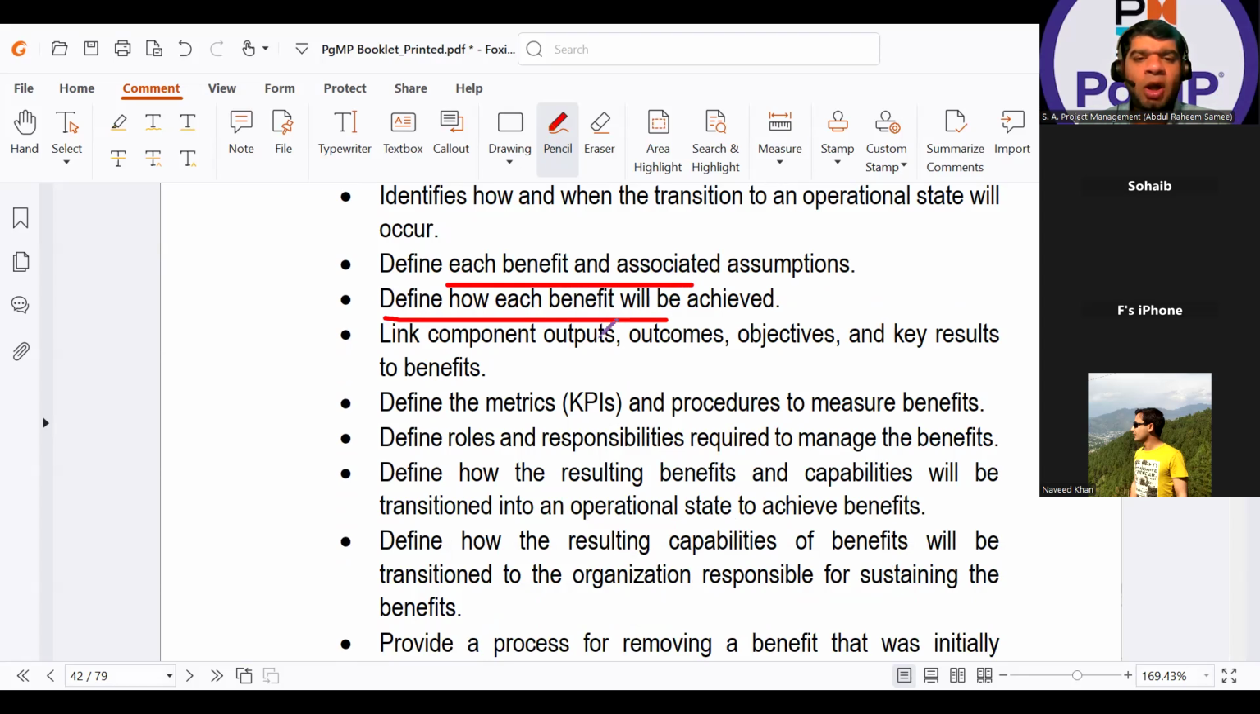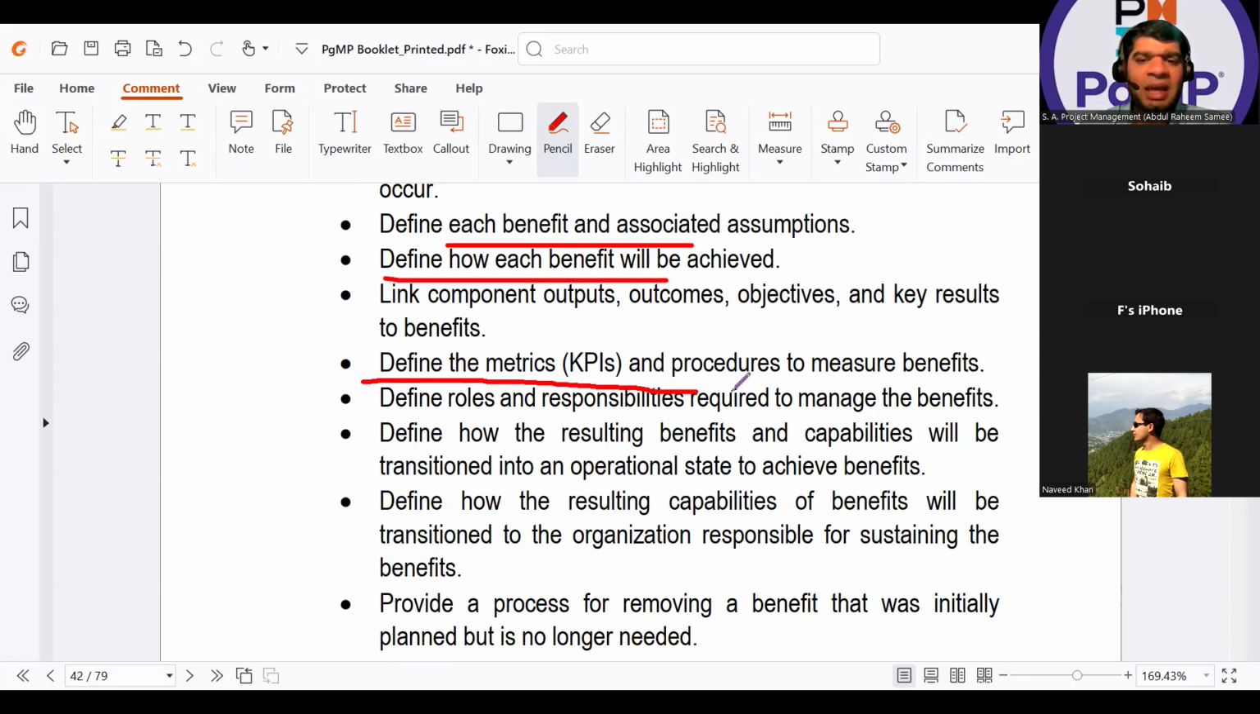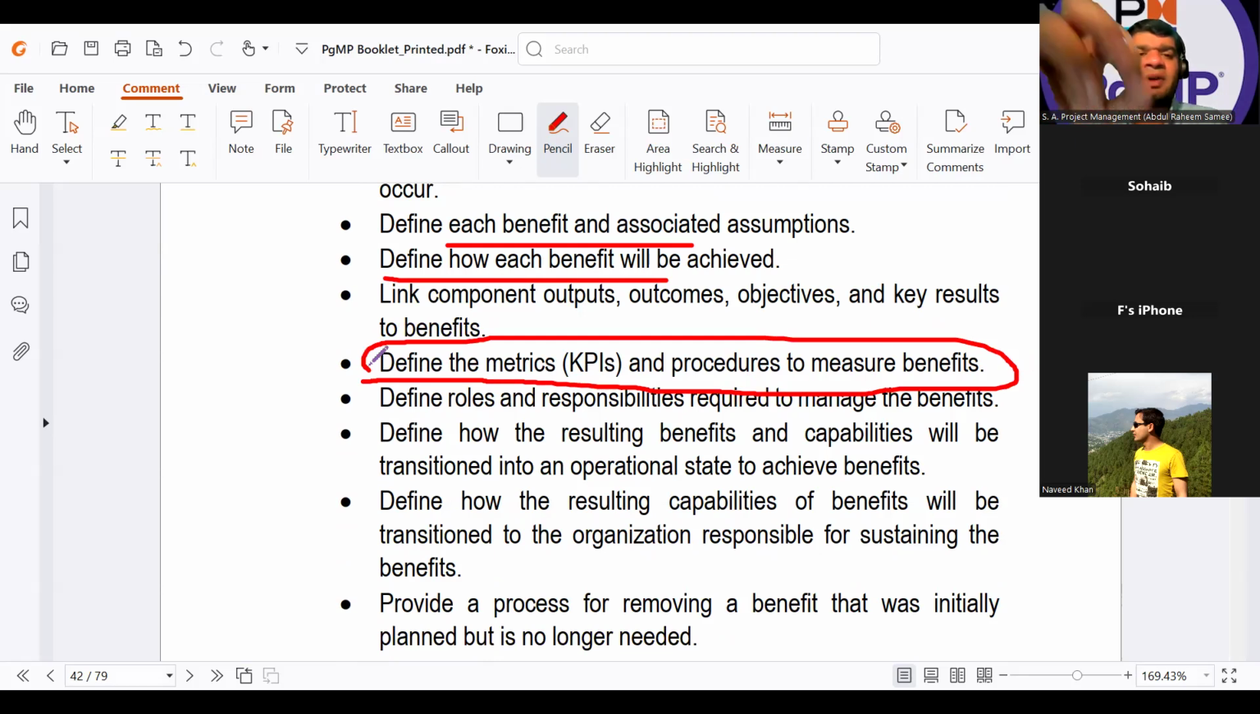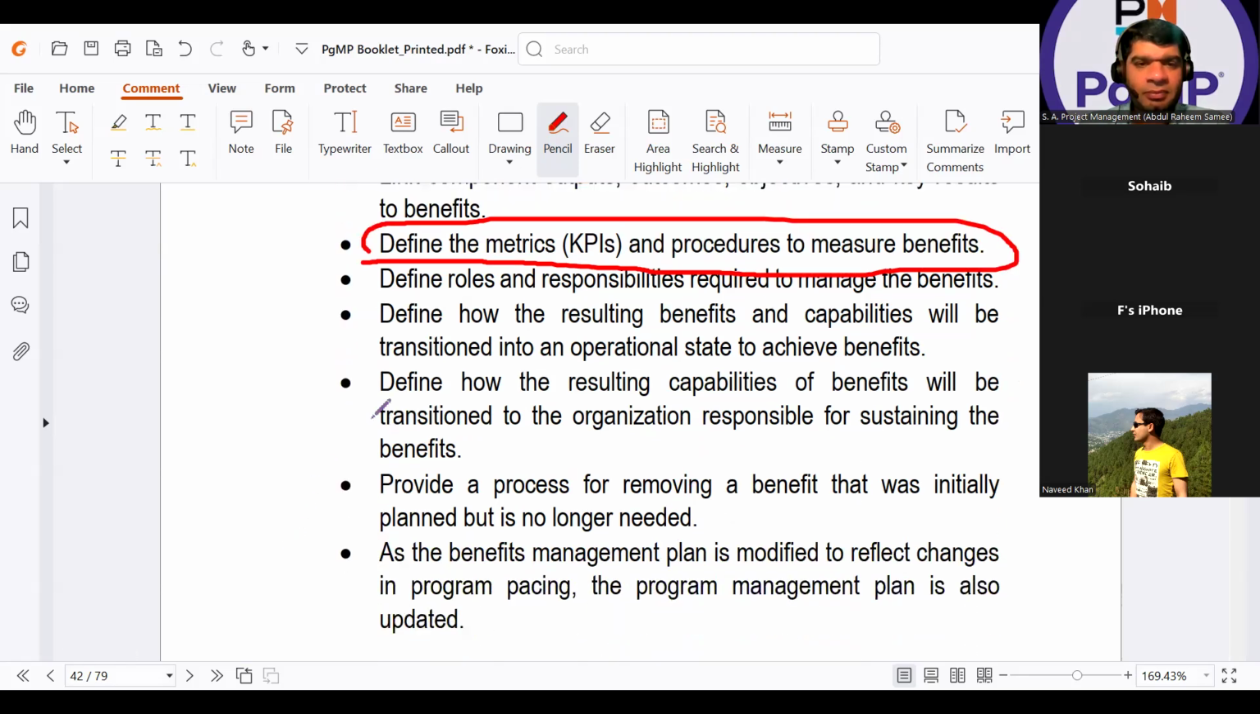Link component outputs, outcomes, objectives, and key results to the benefits. Define the KPIs and procedures to measure the benefits. In the register, the keyword is KPIs and thresholds, whereas in the management plan, the keyword is metrics or KPIs and procedures. Define roles and responsibilities required to manage the benefits. How the resulting benefits and capabilities will be transitioned to an operational state: whenever transitioning comes up, the plan will be the answer. How the resulting capabilities of benefits will be transitioned to the responsible organization.